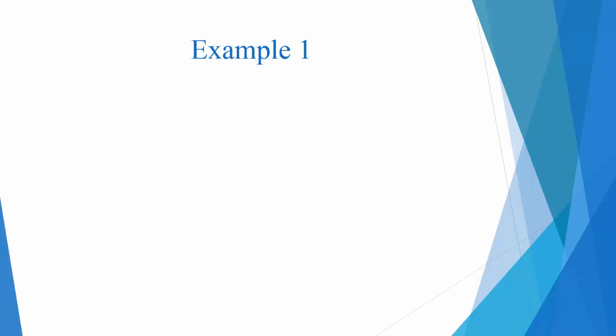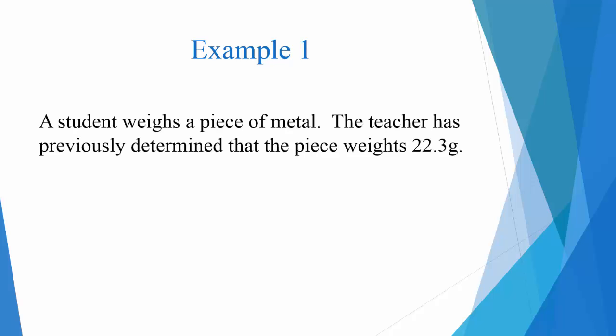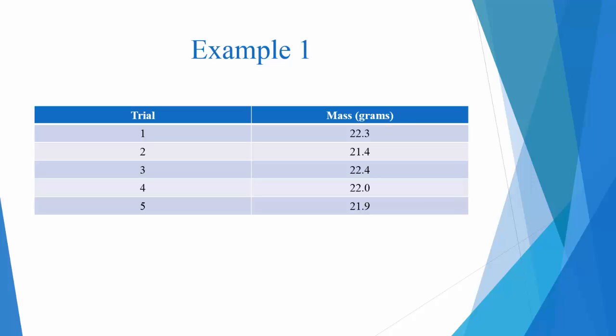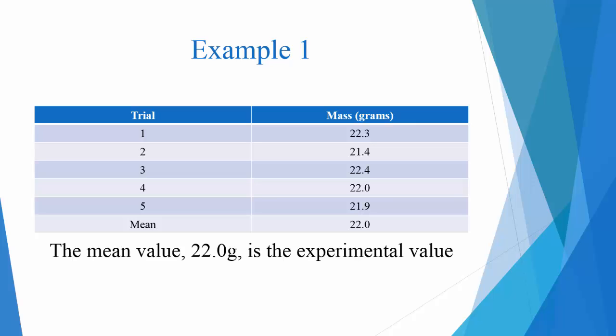So here's one example. I let a student weigh a piece of metal. I've already determined that the piece of metal weighs 22.3 grams. Therefore, the 22.3 grams is the expected value. The student runs 5 trials. Here's the data that was obtained. We see that the mean is 22.0 grams. Okay, how accurate are we? Well, the mean value, 22.0 grams, is the experimental value.